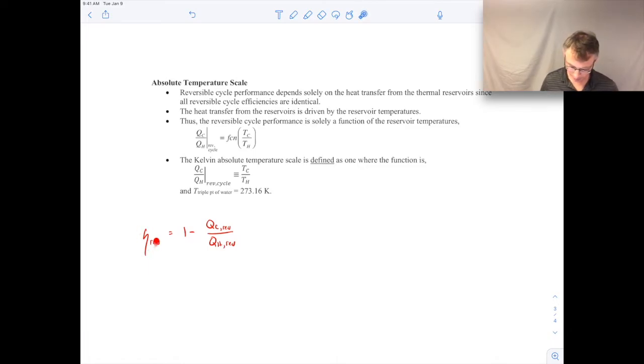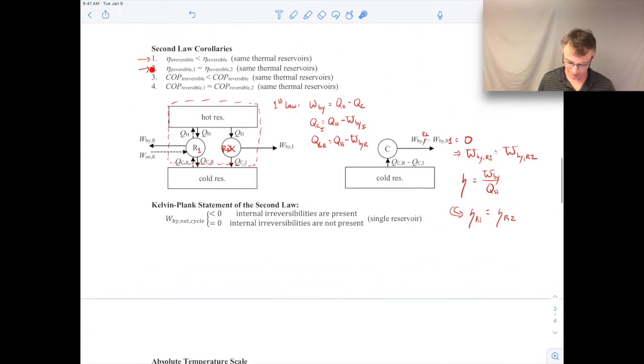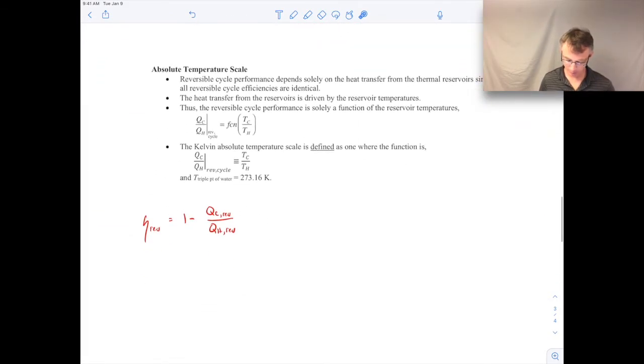So we know that the thermal efficiency for a reversible cycle is the maximum thermal efficiency you're going to get. And it doesn't matter what the reversible cycle looks like. It's always the same thermal efficiency, right? That comes from our second corollary here. All reversible cycles have the same thermal performance. So since they all have the same thermal performance, that means they all must have the same QC over QH, right? So it depends solely on the heat transfers from the thermal reservoirs because they're all the same, so they all have to have the same QC over QH, the same ratio.